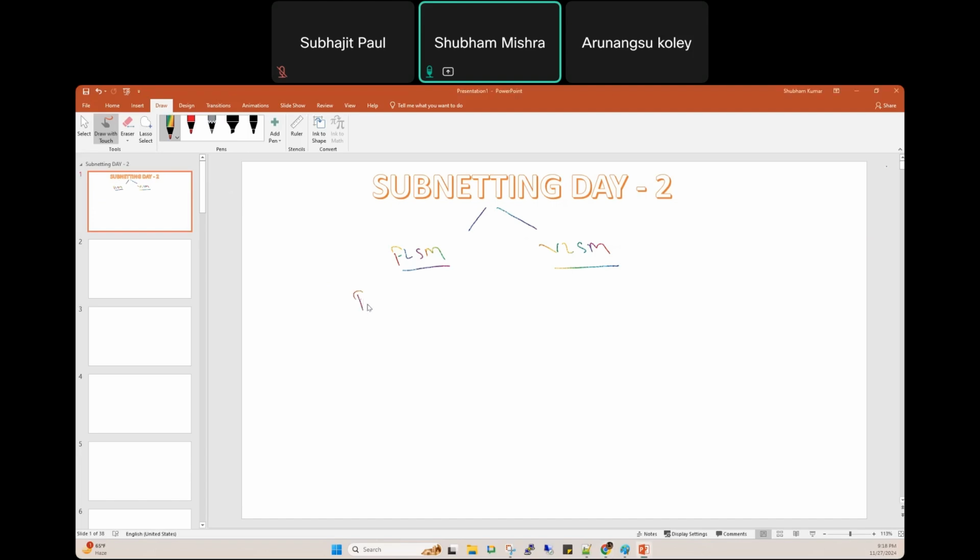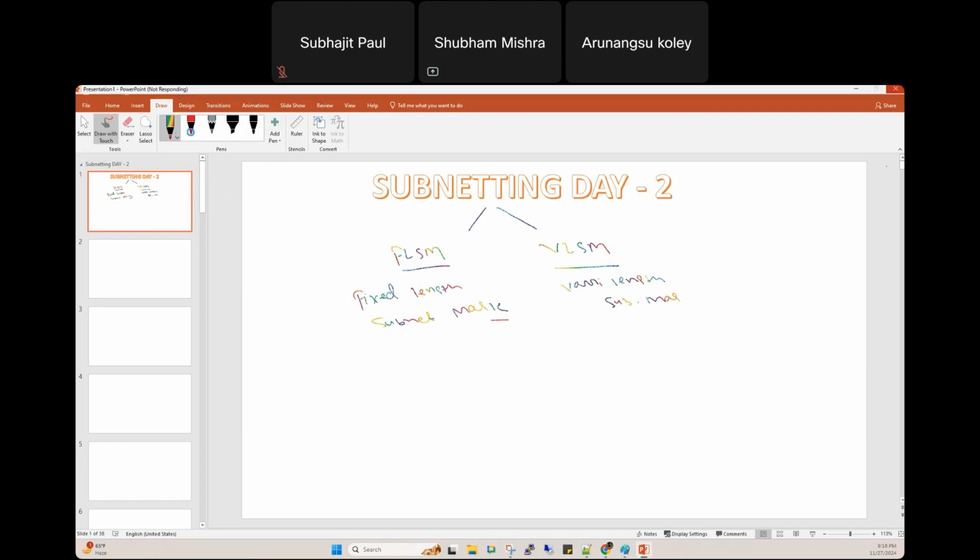FLSM stands for fixed length subnet mask. And VLSM is variable length subnet mask. Getting my point, everyone? Is it clear to all of you?